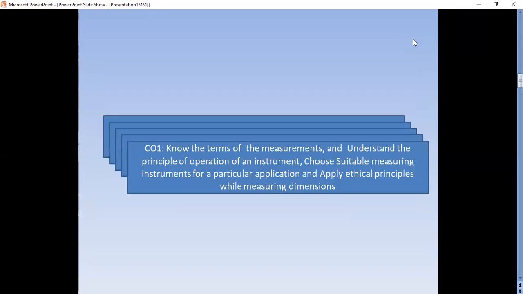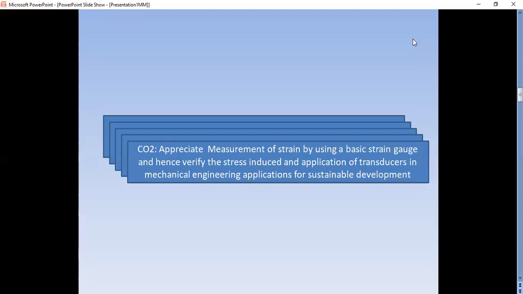On successful completion of the course, you'll be able to know the terms of the measurements and understand the principles of operations of an instrument. Choose suitable measuring instruments for a particular application and apply ethical principles while measuring the dimensions. Appreciate measurements of strain by using basic strain gauges and hence verify the stress induced, and applications of transducers in mechanical engineering applications for sustainable development.